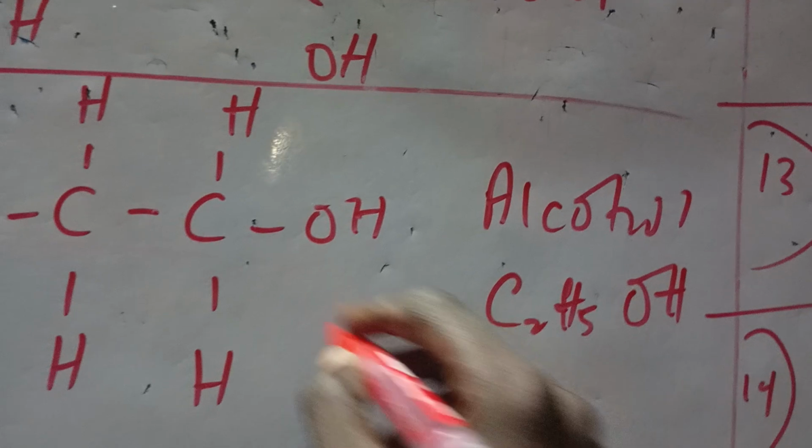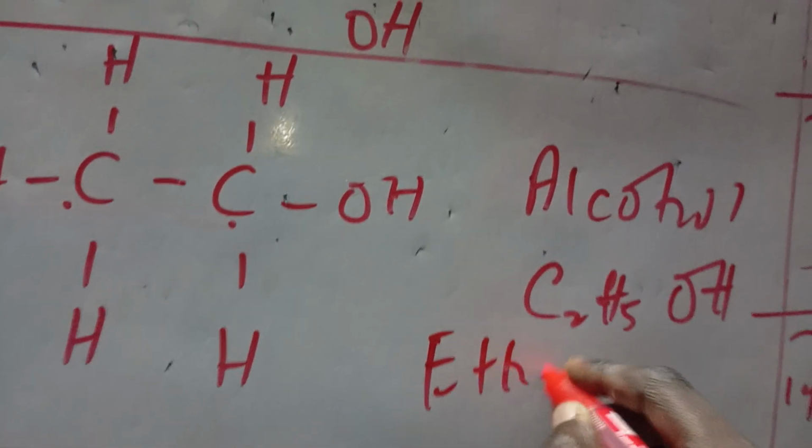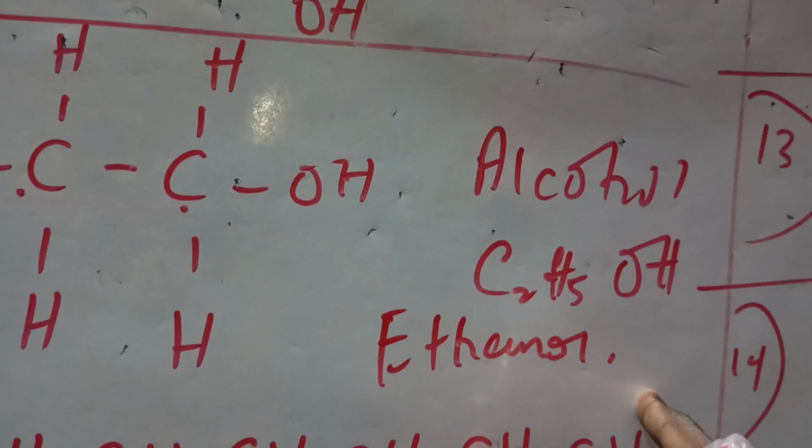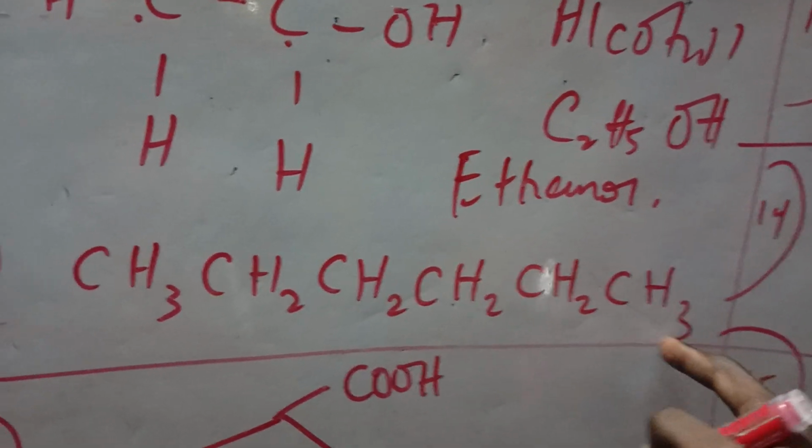C2H5OH. So this is ethanol. 1, 2 ethane OH, like we did for this one, ethanol. This one is ethanol, the structural formula for ethanol. Now number 9, look at this one. Now this one is what we call the condensed form.